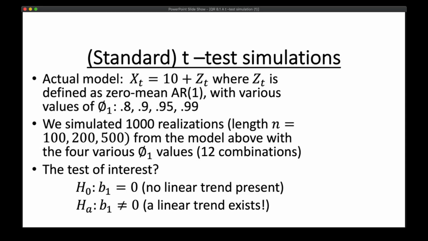And the alternative is the opposite. That's that B1 is not 0. That means that there is a linear trend. Now remember, this B1 is just the slope coefficient. So if you have a slope of 0, what that's saying is that there is no trend.